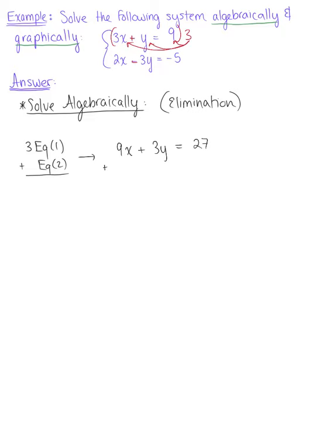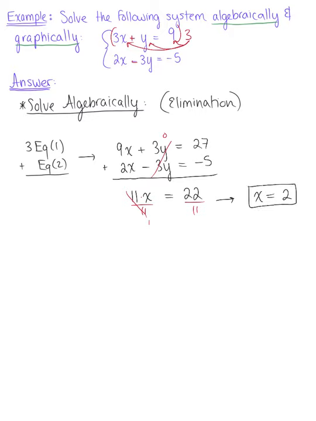And we want to now add this to equation 2, which is still 2x minus 3y is equal to negative 5. And so 3y minus 3y combines to 0. 9x plus 2x gives us 11x is equal to 27 minus 5, which is 22. And if we divide both sides by 11, we see that x is going to be 2. So now that we have the x coordinate, we can substitute x equals 2 into either equation to find y.